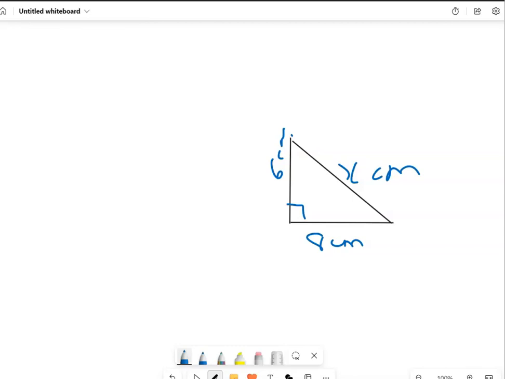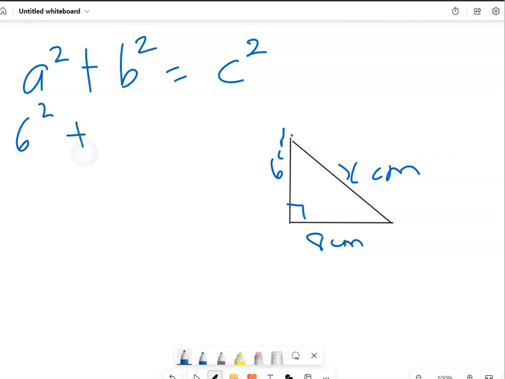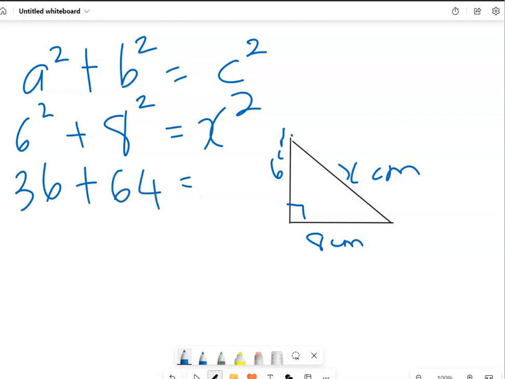Always write your formula first. So a squared plus b squared is equal to c squared. Remember, c is the hypotenuse. So a and b are the two short sides, it doesn't matter the order. So then that means we can say 6 squared plus 8 squared is equal to x squared. 6 squared is 36. 8 squared is 64, and we still have x squared.